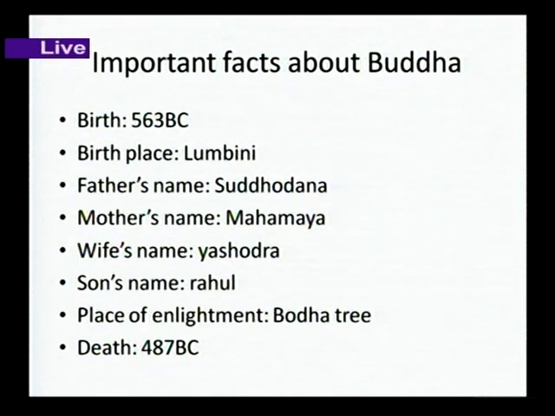Next we have Buddhism. Buddhism was developed by Buddha. Important facts about the Buddha: Buddha was born in 563 BC. The place of birth is Lumbini. His father's name is Shuddhodhana and mother's name Mahamaya. He was married. His wife's name was Yashodhara. He had a son, Rahul, and this person, once he went outside, then he learned about the story.